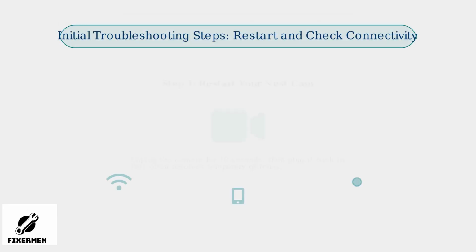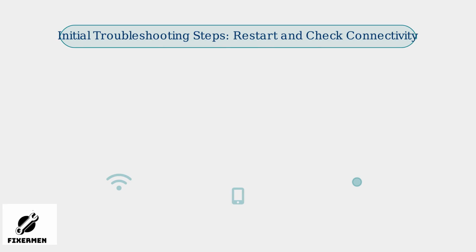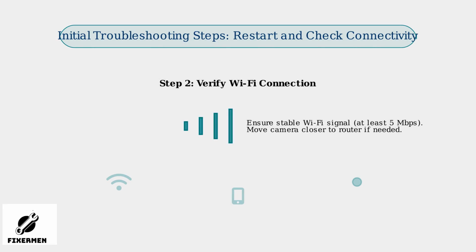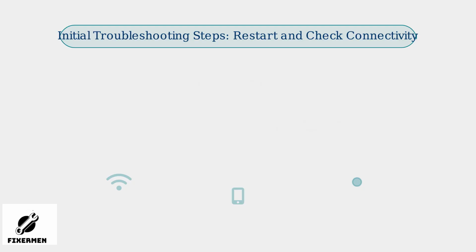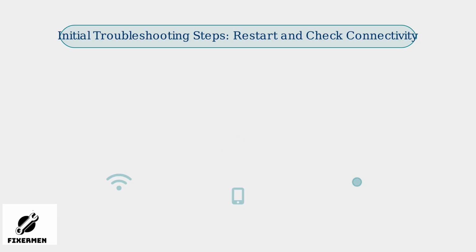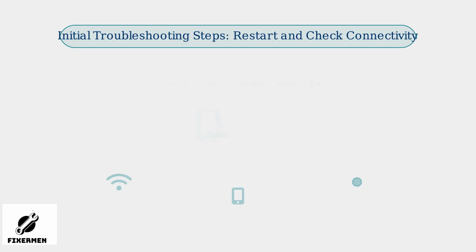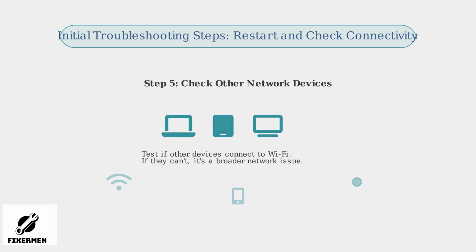Begin with basic troubleshooting. First, restart your Nest Cam. This often resolves temporary glitches. Next, verify your Wi-Fi connection is stable and strong. Ensure the camera has a good signal. Reboot your router to refresh the network connection. Unplug it for 30 seconds. Ensure your Google Home app is up to date. Check the App Store for updates. Check if other devices on your network are experiencing connectivity issues, as this could indicate a broader network problem.